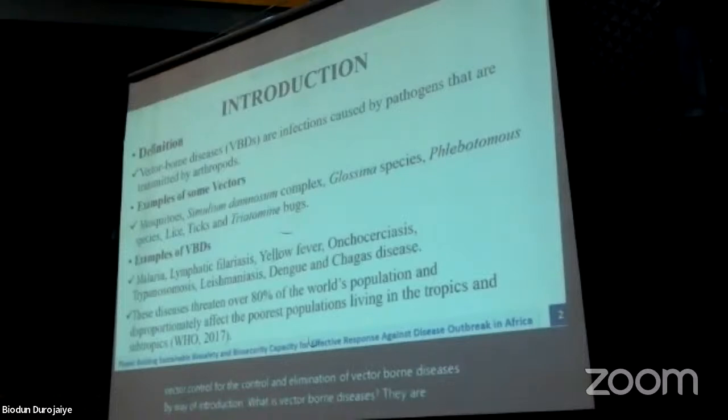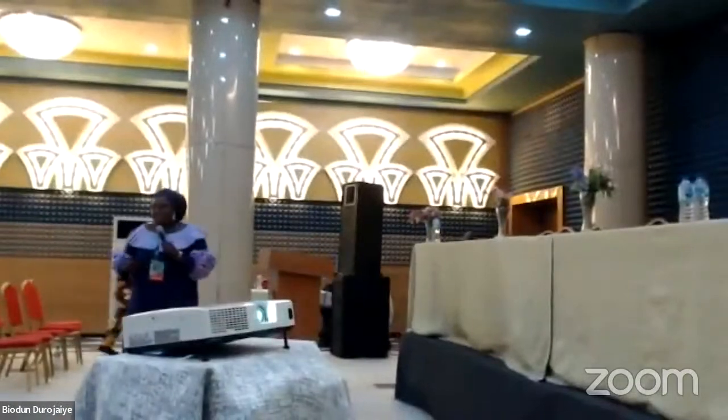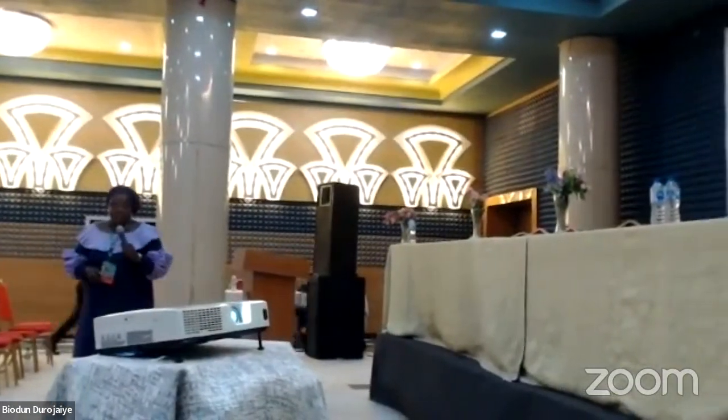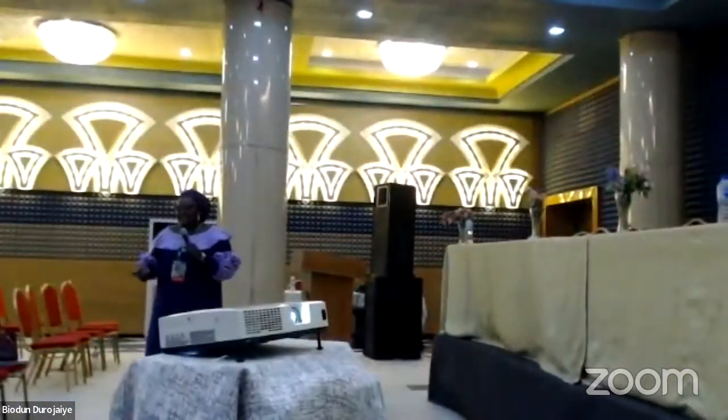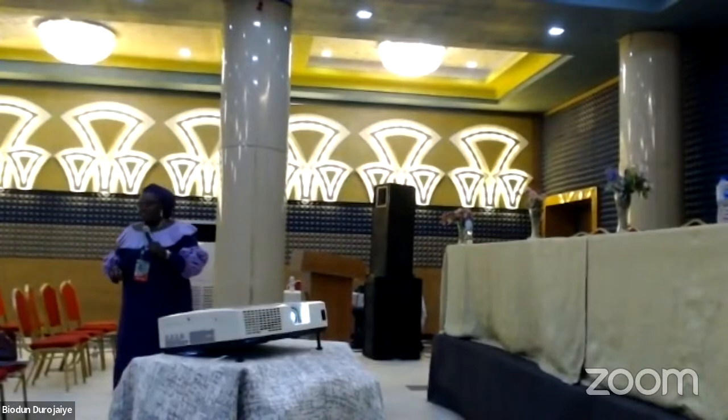They are infections caused by pathogens that are transmitted by arthropods. What are some examples of these arthropods? We have mosquitoes, which are common in almost every home, every kitchen. We have Glossina species, Phlebotomus species, lice, ticks, and triatomine bugs, also called assassin bugs. Examples of the VBDs, that is the vector-borne diseases, include malaria, lymphatic filariasis, yellow fever, onchocerciasis, trypanosomiasis, leishmaniasis, dengue fever, and Chagas disease.